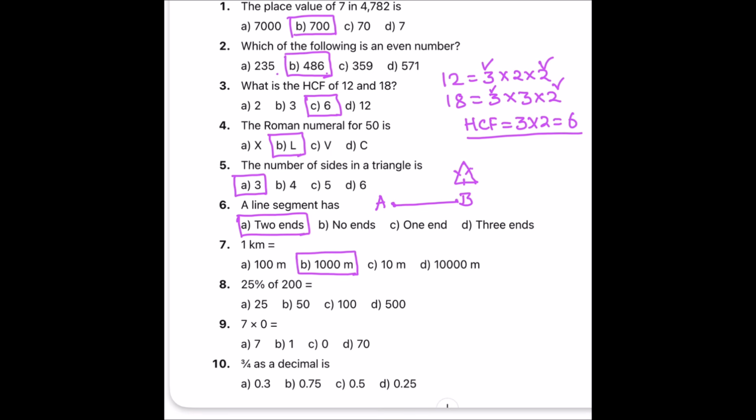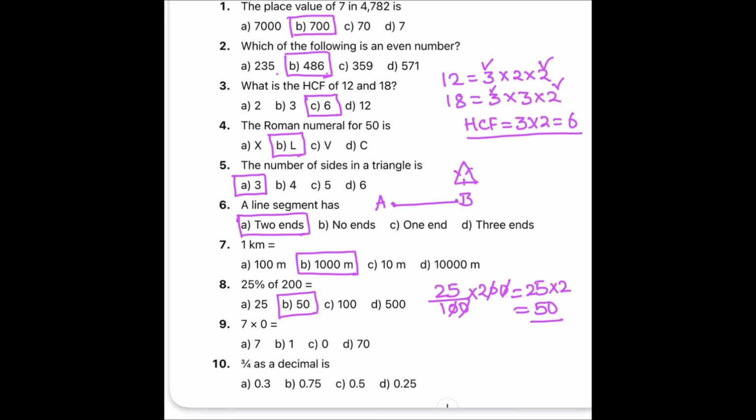Now question 8 is, 25% of 200 is. So let's find 25% of 200. 25% means 25 upon 100. Of means multiplication, and 200. So here we'll solve this. These zeros will get cancelled. So we have 25 times 2, which equals 50. So option B is the correct answer.